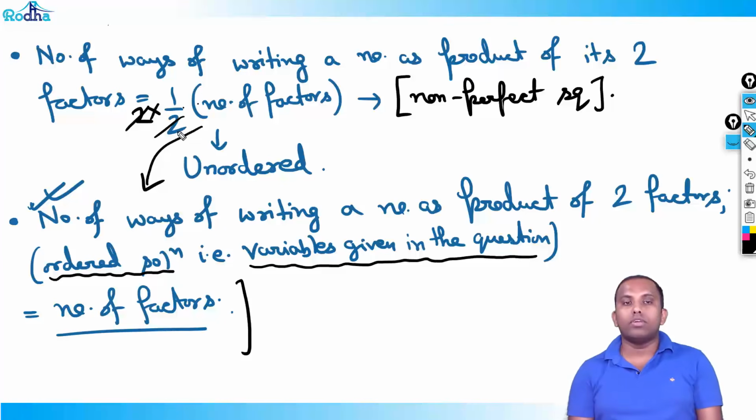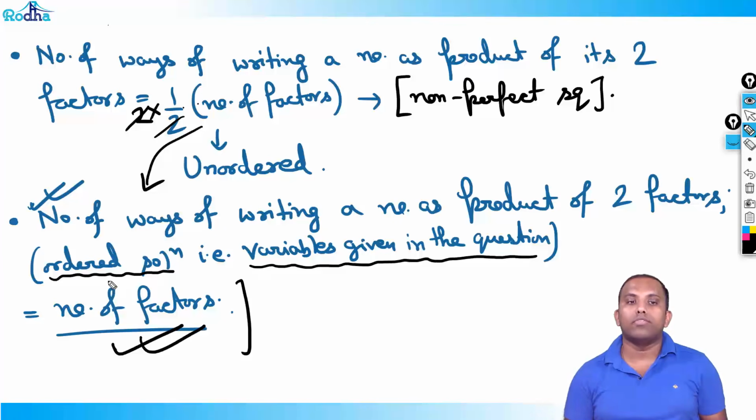Okay, so two different formulas here, right? You can treat them like a formula. Logical derivation: the number of ways of writing a number as product of two of its factors is equal to half the number of factors if unordered, and that is equal to the number of factors if it is ordered, right? So very important.